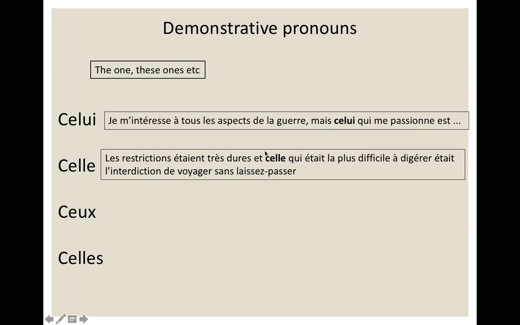It's a pronoun. It's standing in the place of a noun. This is standing in the place of the aspect of the war. This is standing in the place of the restriction.